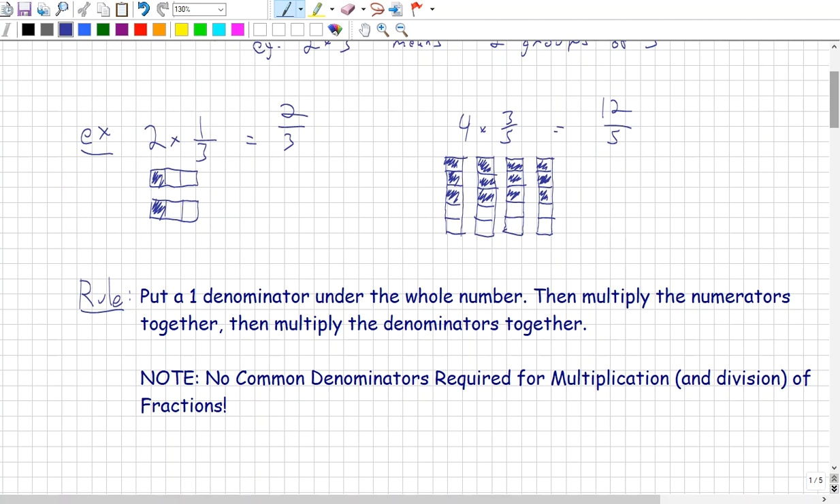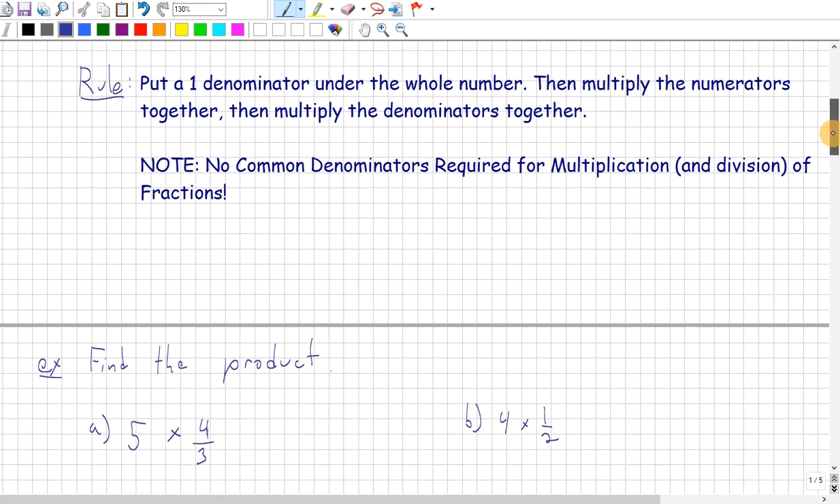Very simple. Much more simple than adding and subtracting. We did the adding and subtracting before. That's actually more complicated, more difficult, more steps involved than multiplying and dividing. Way fewer steps involved. So this section should be a little more streamlined. Okay? And we just multiply the tops by tops. The difference, though, is that we multiply the bottoms by the bottoms as well. Okay, so rule. Put a 1 under the whole number.